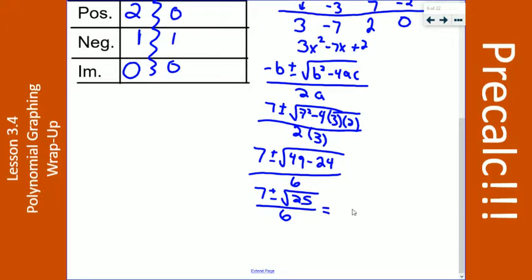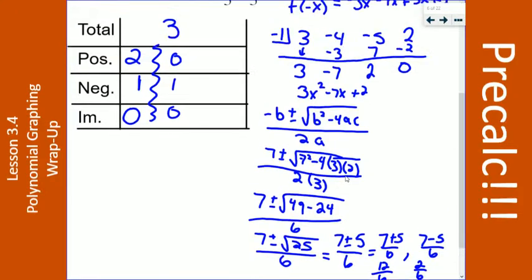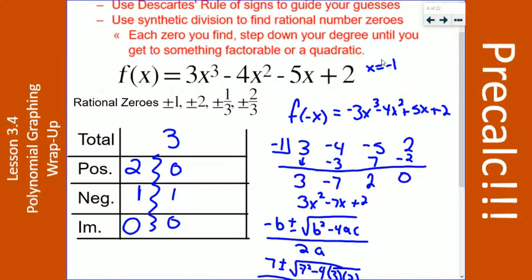So we have 7 plus or minus the square root of 25 over 6, which is going to be 7 plus or minus 5 over 6, which then says, all right, we're going to have 7 plus 5 over 6, or 7 minus 5 over 6. 7 plus 5 over 6 is 12 over 6. And then 7 minus 5 is going to be 2 over 6. Well, these both reduce to 2 and 1/3. All right? So if we take a look at our solutions, we have found that x is equal to 2, x is equal to 1/3, and x is equal to -1.